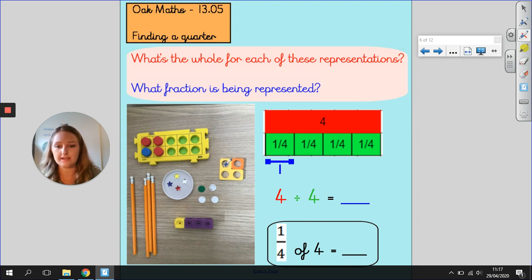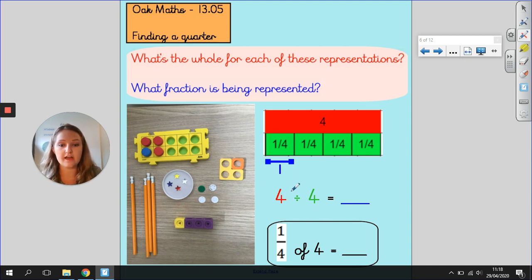So my whole is 4. Okay, in each representation you can see the whole is 1, 2, 3, 4. And each time I've tried to highlight 1 group out of 4, 1 out of 4, 1 out of 4. Okay, so if my whole is 4, each 1 represents 1/4. Here I am doing 4 divided by 4. Okay, because remember, finding a quarter is the same as dividing by 4.